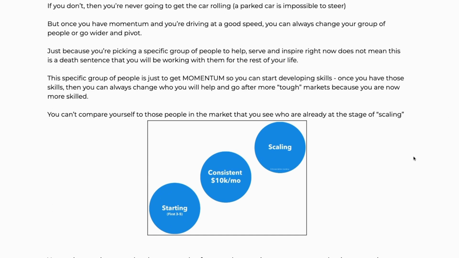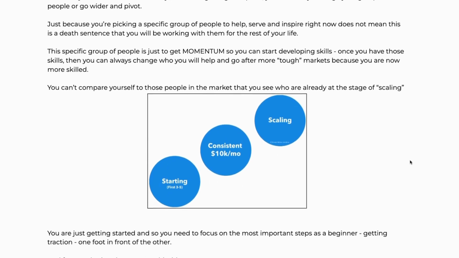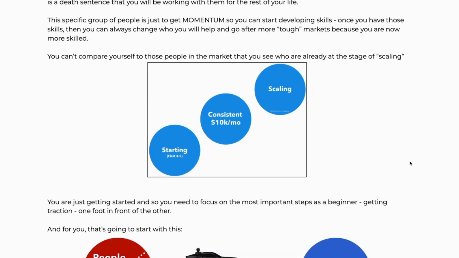But just because you're picking a group of people right now to help, serve, inspire, that does not mean that this is a death sentence, that you have to work with that group of people for the rest of your life, okay? This group of people is just to get momentum, to start developing skills. And then once you have those skills, you can go ahead and broaden up your market.